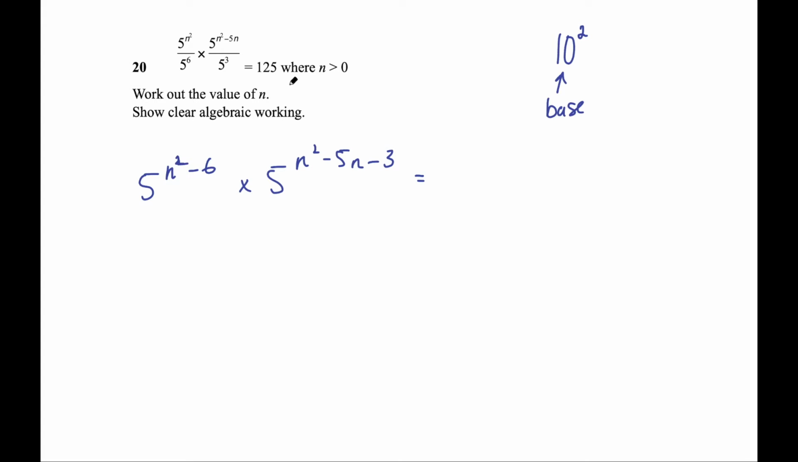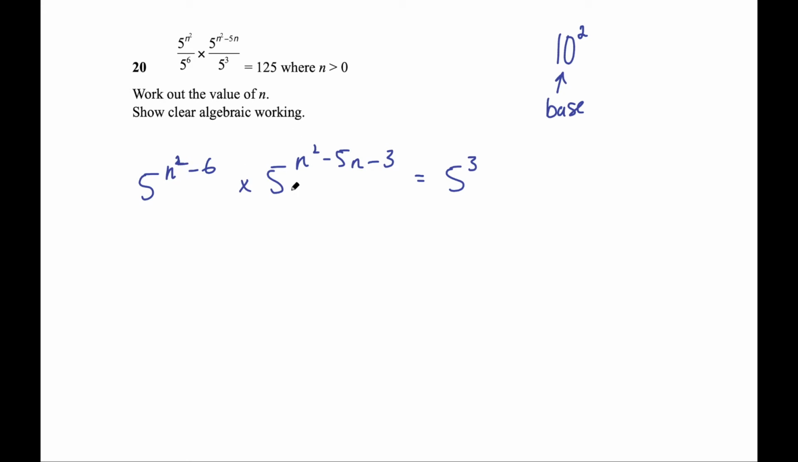So 125 is clearly not base 5, but hopefully you know the cube root of 125 is 5. In other words, 5 times 5 times 5 equals 125. Therefore, we can write 125 as 5 cubed. So now we have everything as a number base 5. Next, keep simplifying this left-hand side.